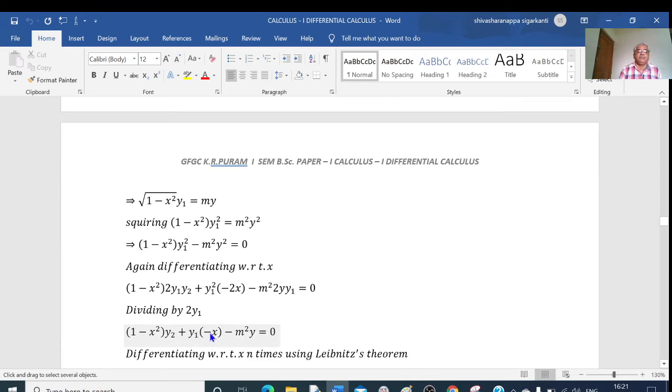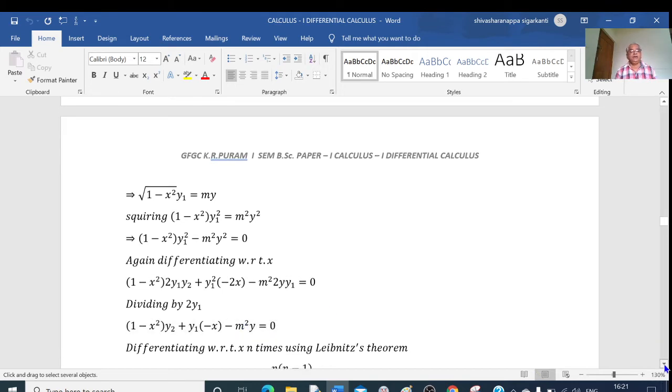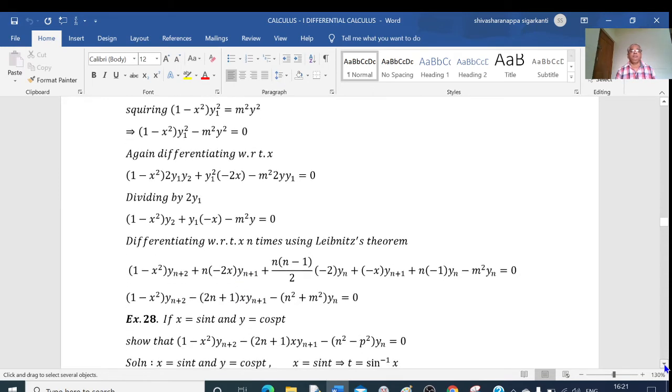y1 into minus x remains. Here 2y1 gets cancelled, minus m square into y remains is equal to 0. Now differentiating this with respect to x using Leibniz theorem n times, nth derivative of this is 1 minus x square into nth derivative of y2 is yn plus 2, plus nC1 is n. Derivative of 1 minus x square is minus 2x into 1 less derivative of this is yn plus 1, plus.